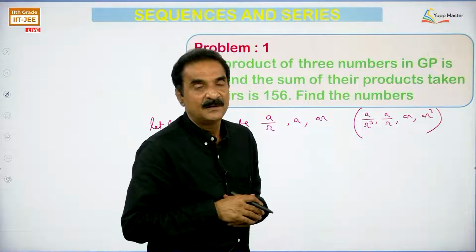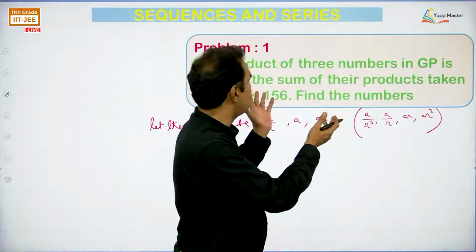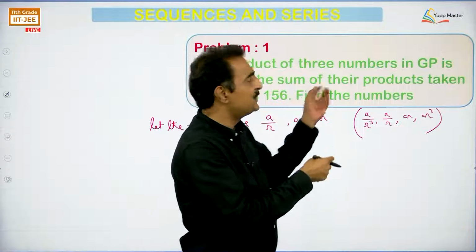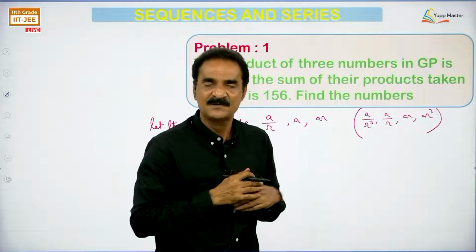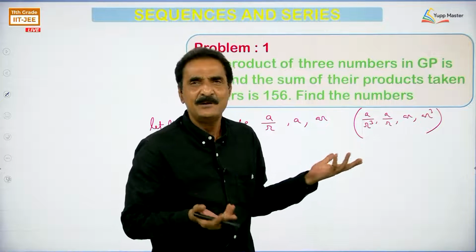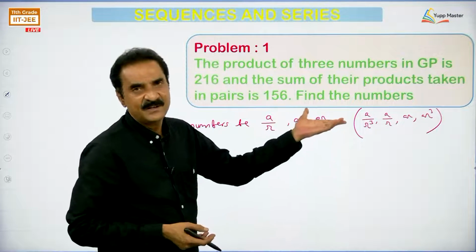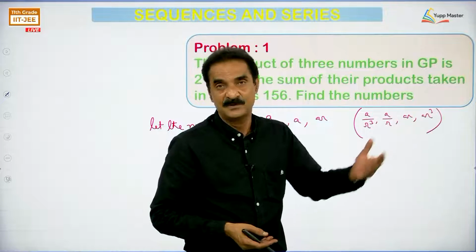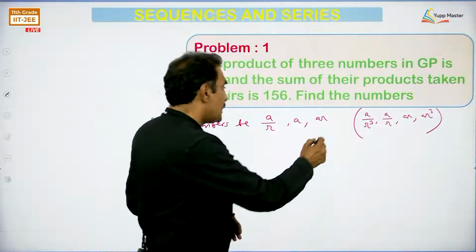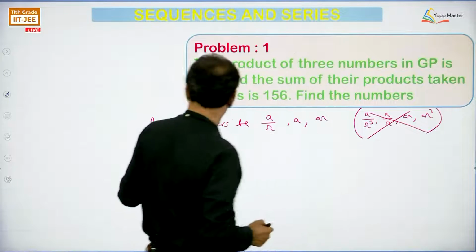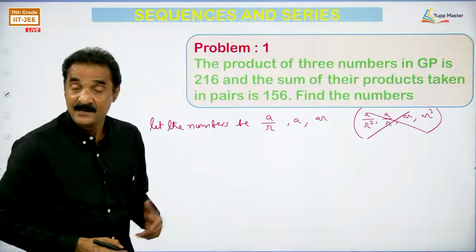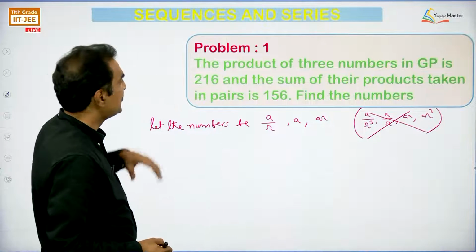Okay. Suppose there is no calculation involving the product of the 4 numbers or the product of the 3 numbers, then there is no need to take them like this. You can take a, ar, ar square, or a, ar, ar square, ar cube. Alright. Now, if we take the numbers as a by r, a, ar, let us apply the conditions.